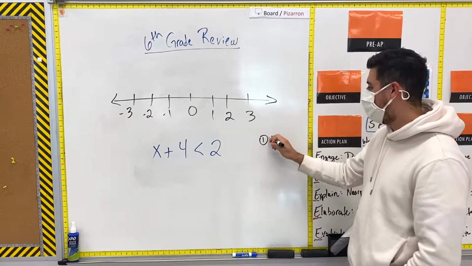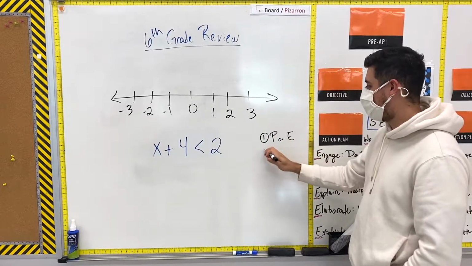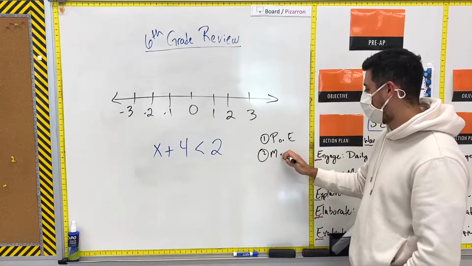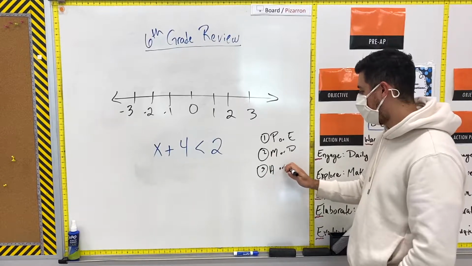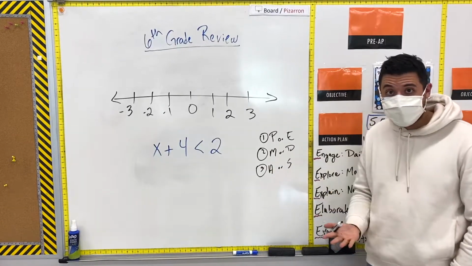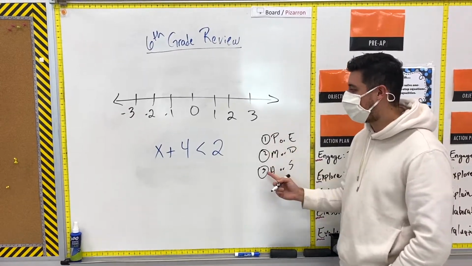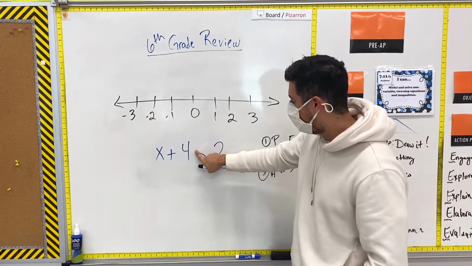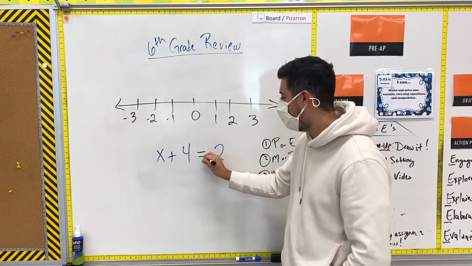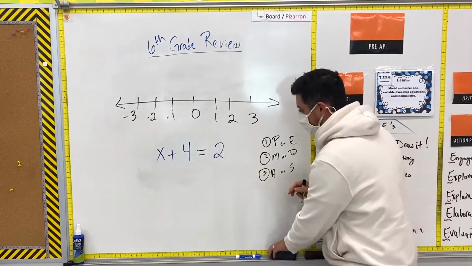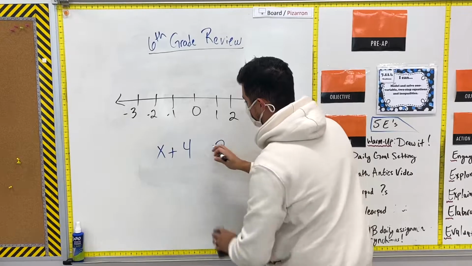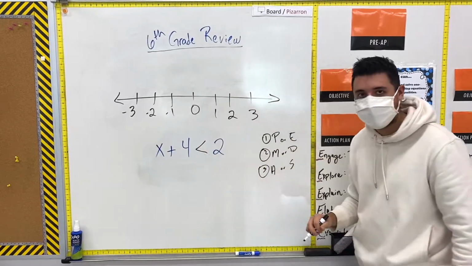Step 1, parentheses or exponent. Step 2, we look for multiplication or division. And step 3, we look for any addition or subtraction. So that's kind of nice. We have the same steps as if we were solving for an equation. So imagine this was an equal sign. The way that we would solve for x is the same as if it was not an equal sign. Like right now, how it says less than 2, okay?